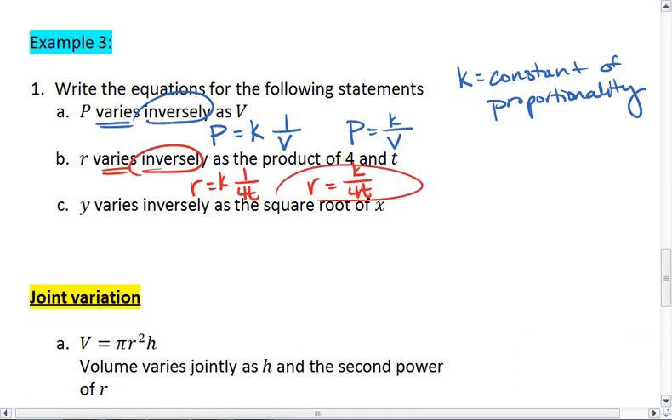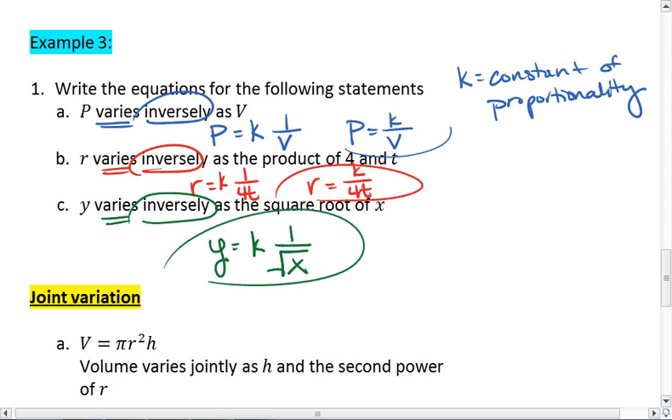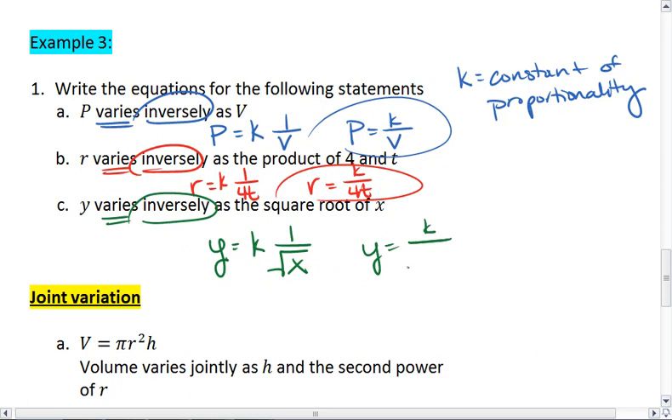And lastly, we have y varies inversely as the square root of x. This means y equals 1 over the square root of x times our constant of proportionality k. And that last one can also be rewritten as y equals k over the square root of x. That is inverse variation. If that makes sense and you're ready, go on to joint variation. If not, make sure that you review both inverse and especially direct variation.